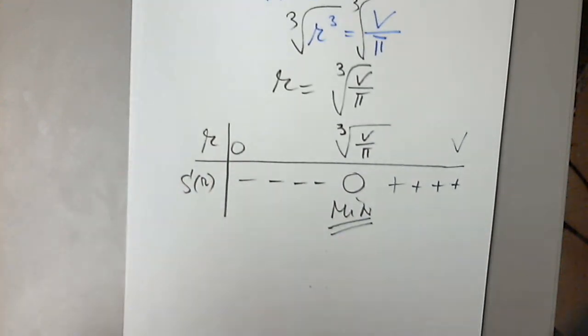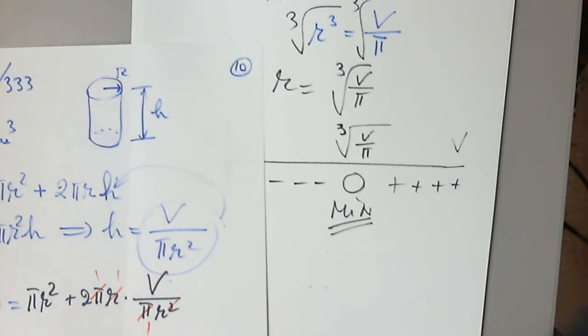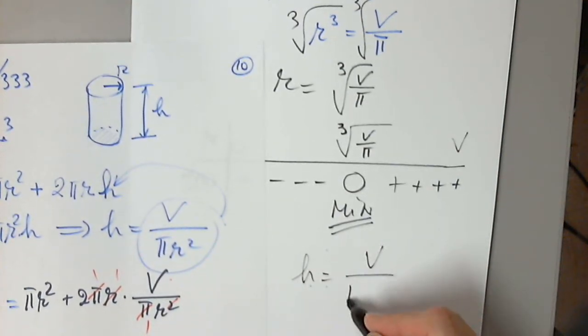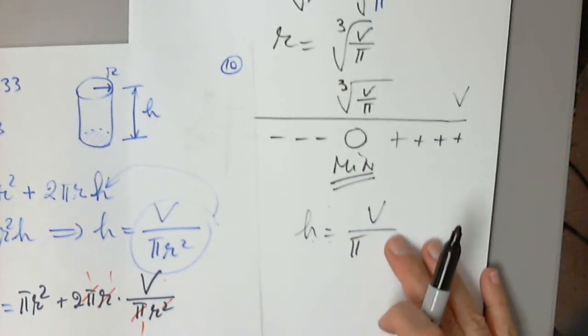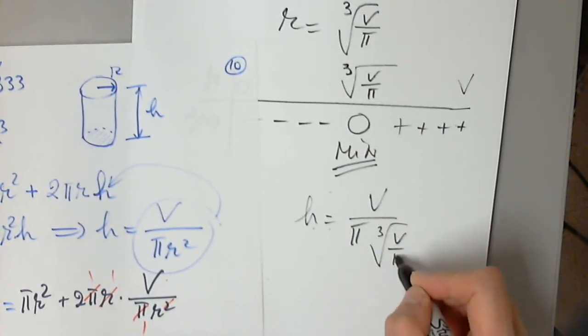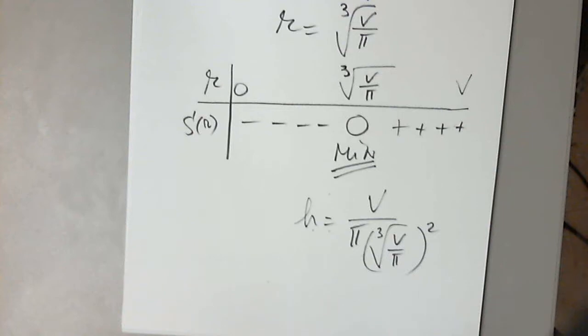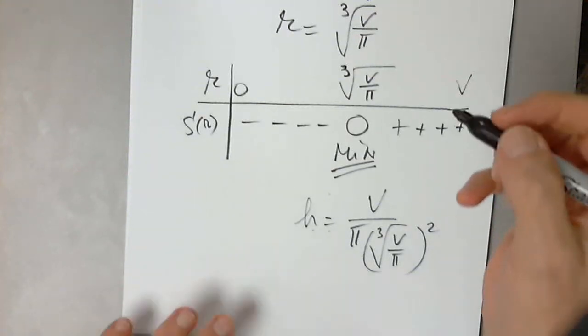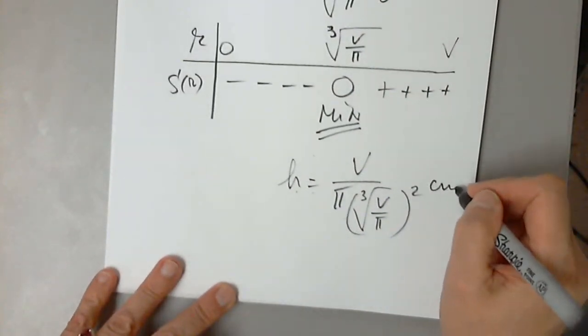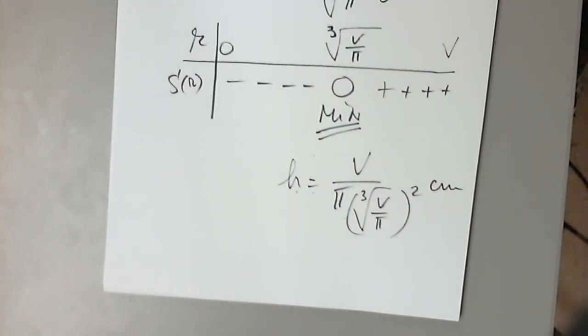So where was the height? Like 5 pages ago, right here. So h was v over pi, and I have to square this. That's pretty ugly. And the dimensions were given to us in centimeters. So this is in centimeters. Don't forget to write the measurement unit. Yes, I should work on this and simplify it a little bit. If you say yes, I work on it and simplify it. If you say no, then we can do it next.